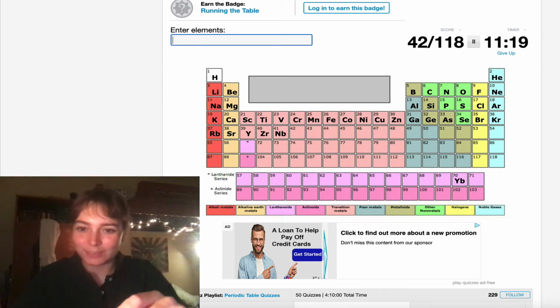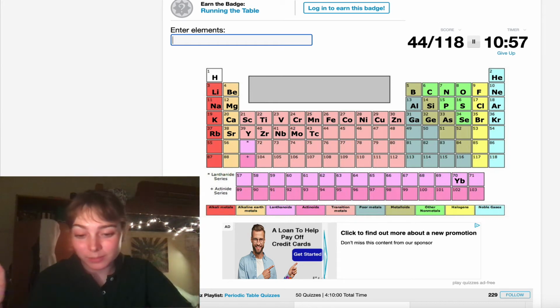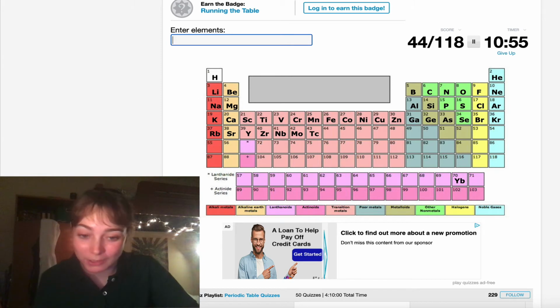Zirconium, niobium, molybdenum, technetium, however you spell this, I have no idea. Technetium. This one's gonna be difficult. Technetium. There we go. It actually auto-corrected on my computer, so that's kind of cheating, but I'm just using my tools to my advantage. It auto-corrected.